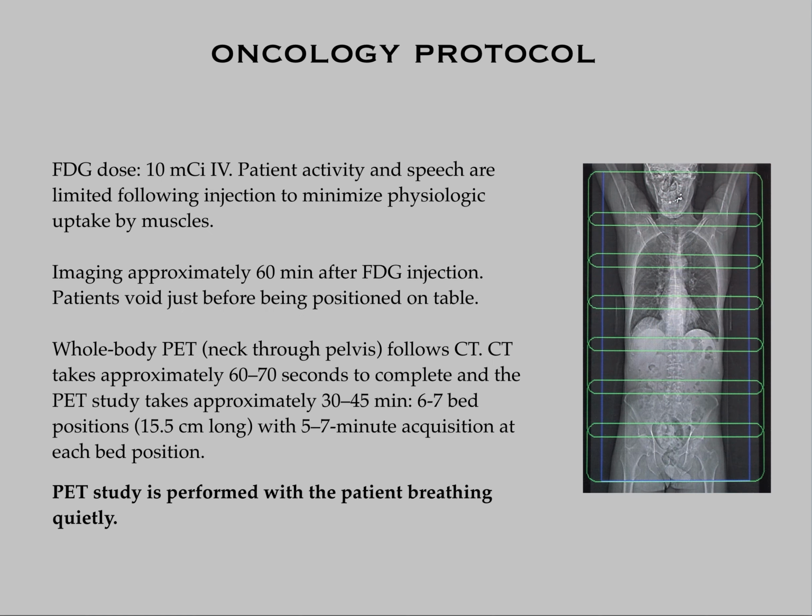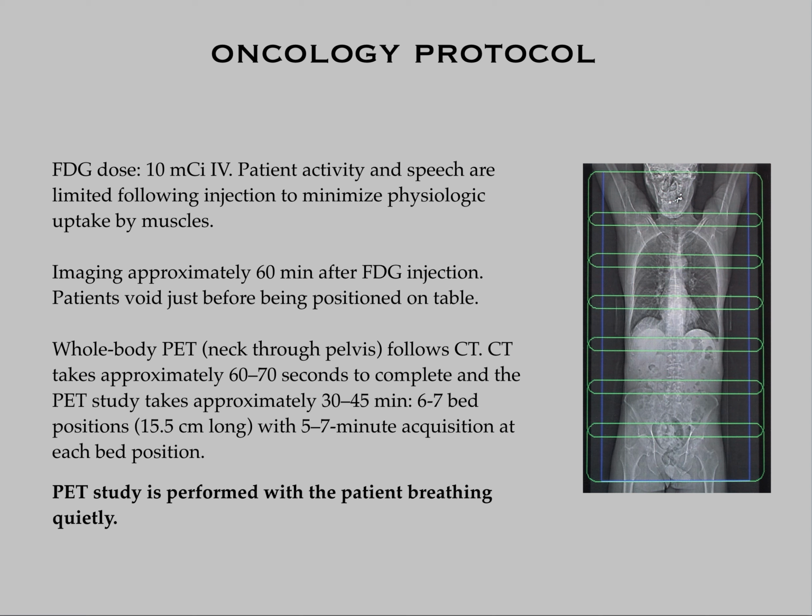A typical oncology protocol using a conventional machine, patient receives an injection of about 10 millicuries IV. Subsequently, patient is asked to wait in a quiet room, limiting speech, mobility, and exercise to minimize muscle uptake. After about 60 minutes, the patient is asked to empty the bladder and then position on the table. Exam is usually begun with a CT scan, which takes I suppose maximum a minute, but in reality should take a lot less depending on the number of slices and technology used.